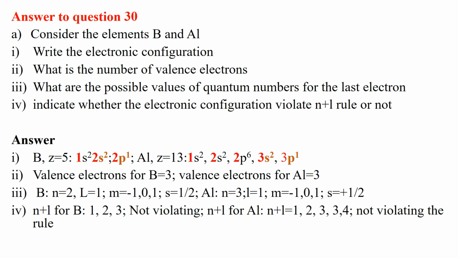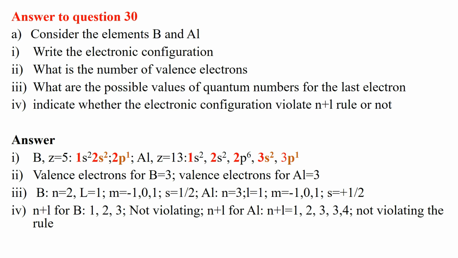What are the possible values of quantum numbers for the last electron? For the last electron in boron, n is equal to 2. If n is equal to 2, l varies from 0 to 1. For l equal to 1, m is equal to minus 1, 0 and 1. That is where we have the p orbital, because for l equal to 0 we have the s orbital. The electron is located in the p orbital.